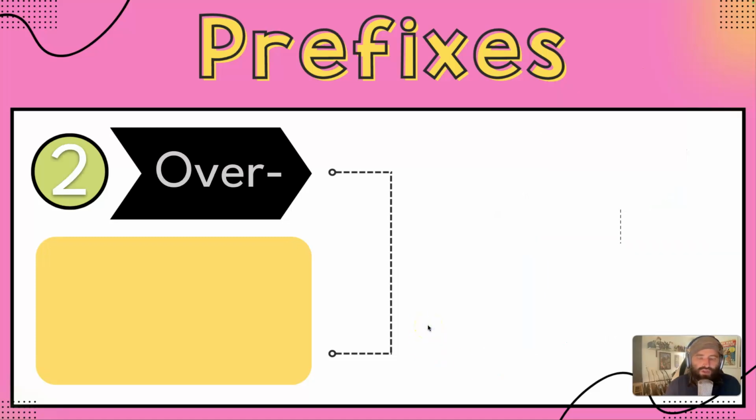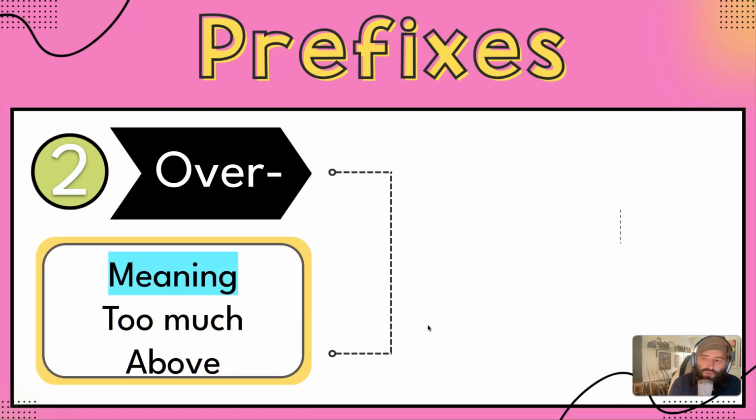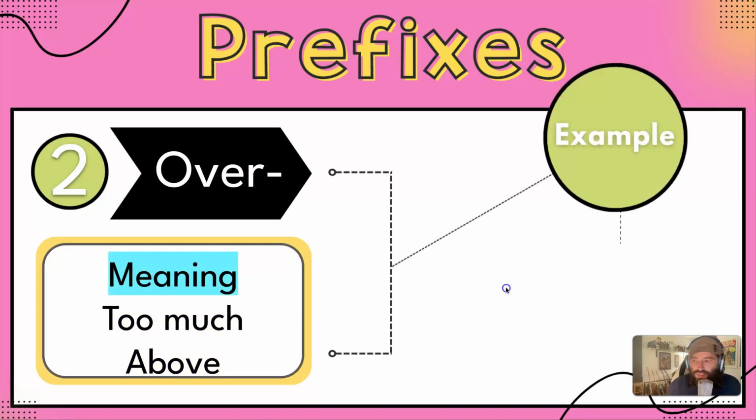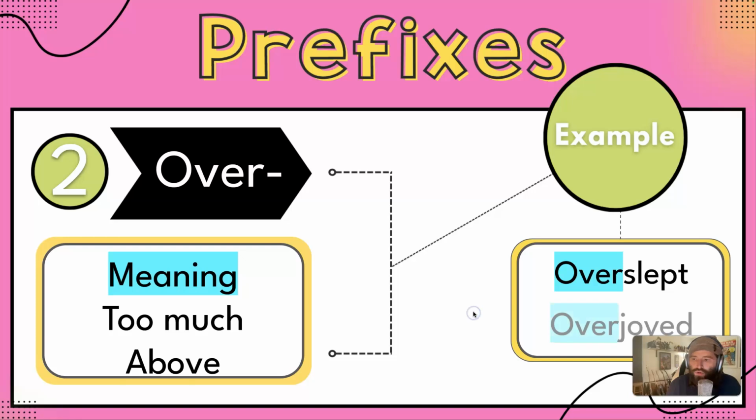Our next one here is over. Over means too much or above. You can be overstimulated. You can be overworked. You can be overjoyed. You can have overslept. Okay. All of these work, but meaning too much or above.